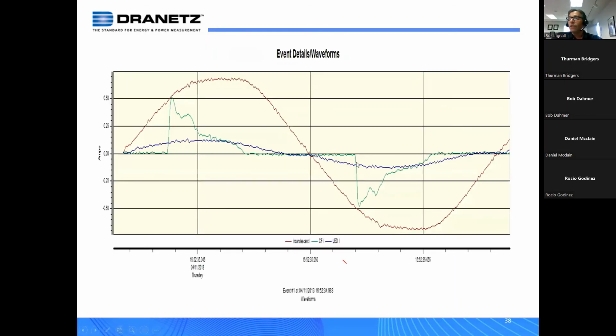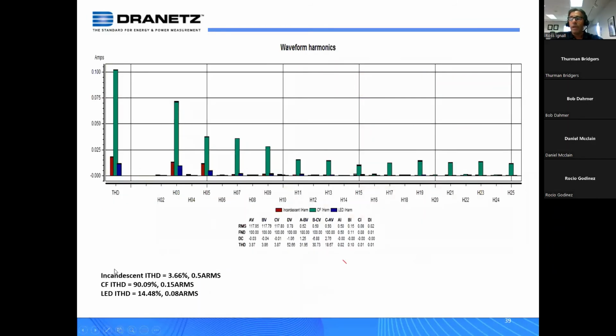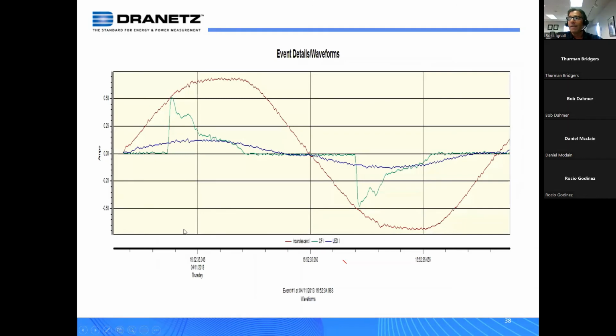Well, this is from our Dranetz software, and you can see this is the current of the incandescent bulb in kind of red. This is the compact fluorescent bulb in green. And you can see the blue is the LED bulb, all right? So are there any power quality concerns? Well, from our harmonic perspective, the answer is yes, all right? You look at the next screen, you can see the incandescent bulb at an ITHD of about 3.6%. Now, if you go back, this is not generated from the light bulb.